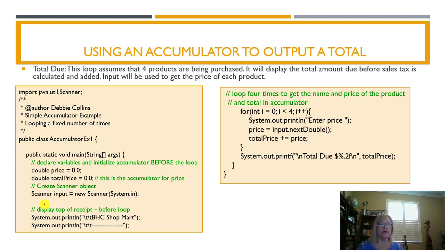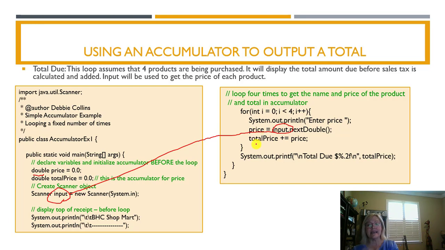This is just going to output some information at the top of the receipt. And now here is the loop. Now, most of the work's done in the loop. So I'm going to loop 4 times. We're going to prompt enter price, and then we're going to get the price using that input object. The input object has a method called nextDouble. Why double? Because price is a double. Since I'm putting it in price and price is a double, I'm going to do input.nextDouble. That's going to get the input from the keyboard and assign it to the price variable.